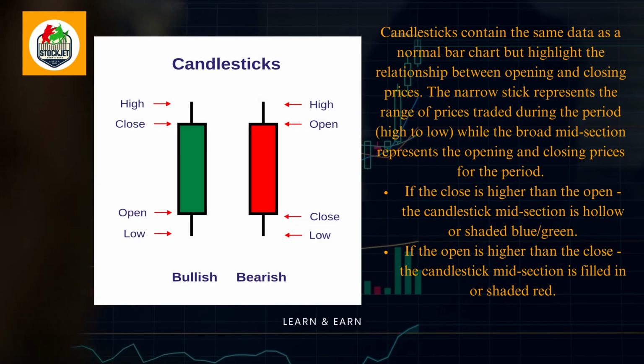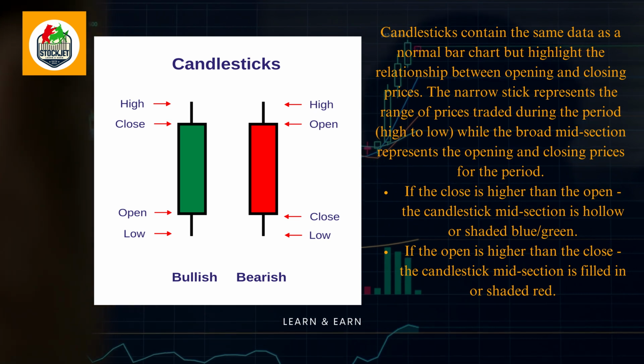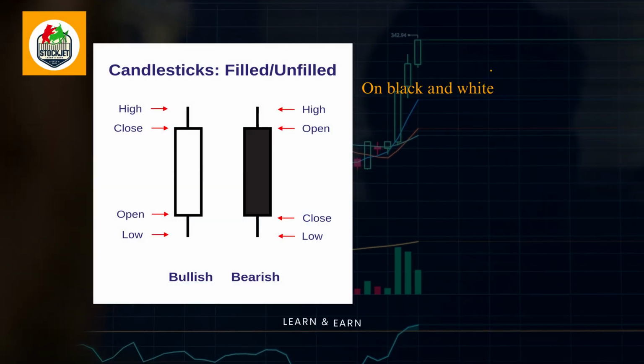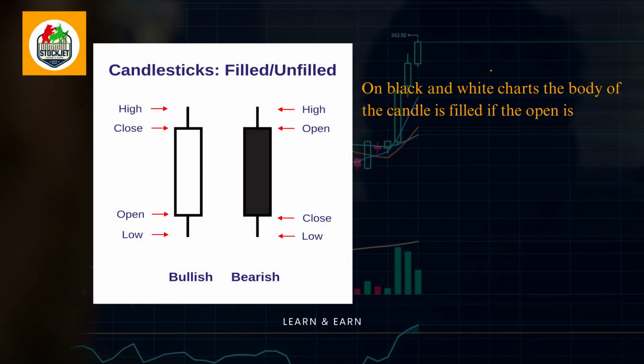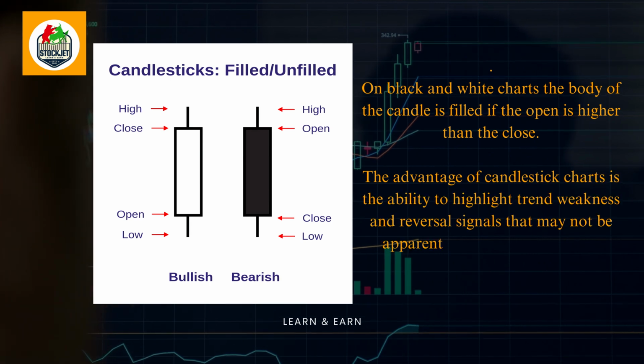If the close is higher than the open, the candlestick midsection is hollow or shaded blue-green. If the open is higher than the close, the candlestick midsection is filled in or shaded red. On black and white charts, the body of the candle is filled if the open is higher than the close. The advantage of candlestick charts is the ability to highlight trend weakness and reversal signals that may not be apparent on a normal bar chart.